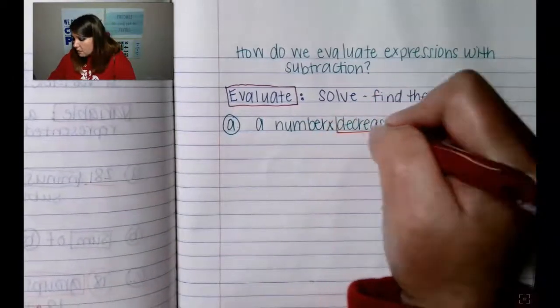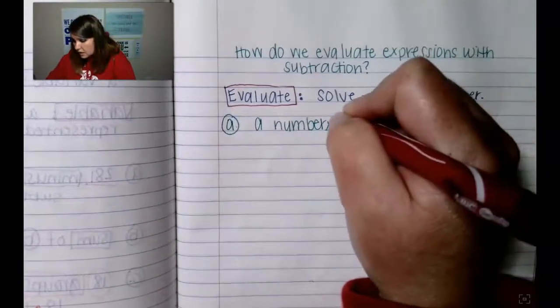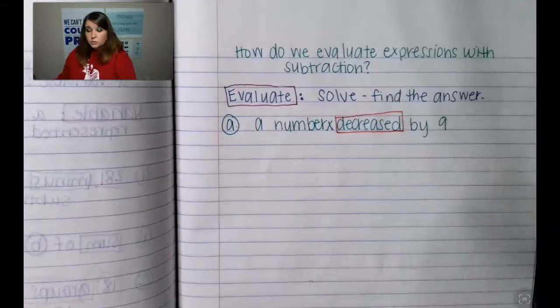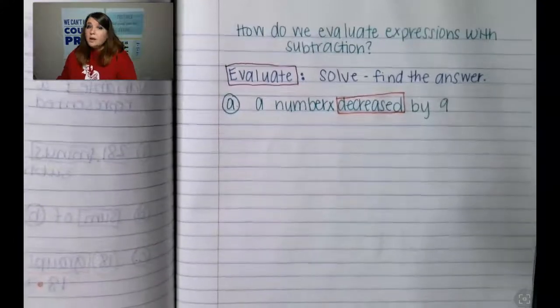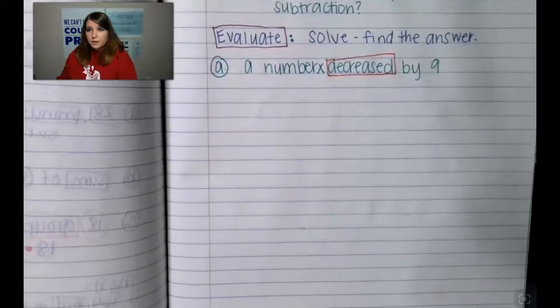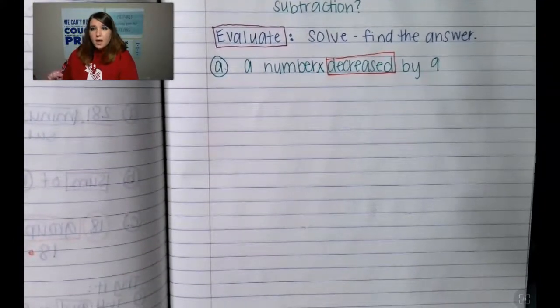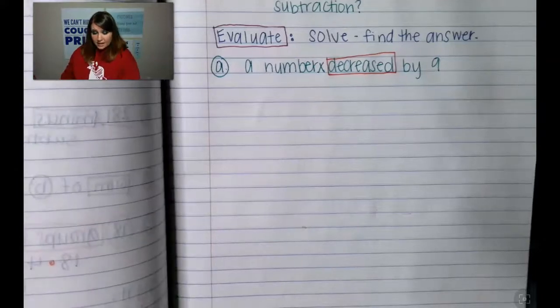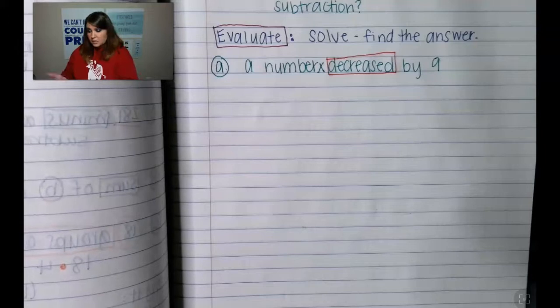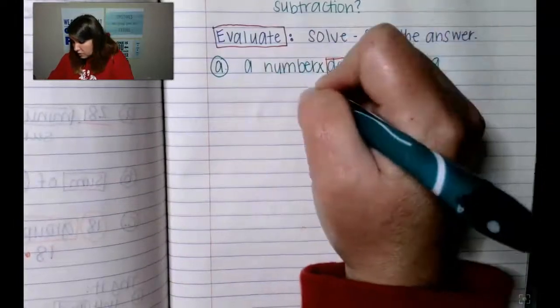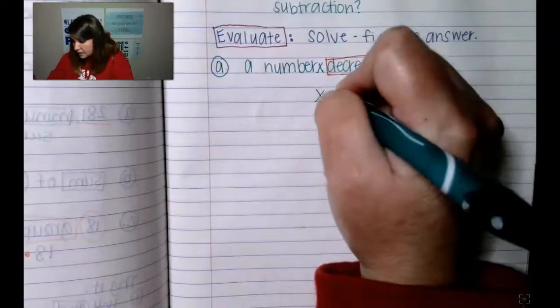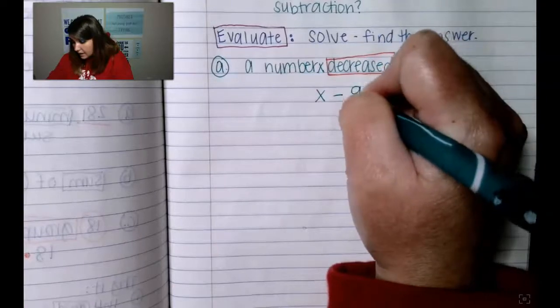Our first job always is to look and see, what is our clue word? We're kind of spoiled today because all of our clue words are subtraction. So a number x decreased by 9. We're going to have x and it is going to be decreased by 9. The first step is to write this: x decreased by 9.